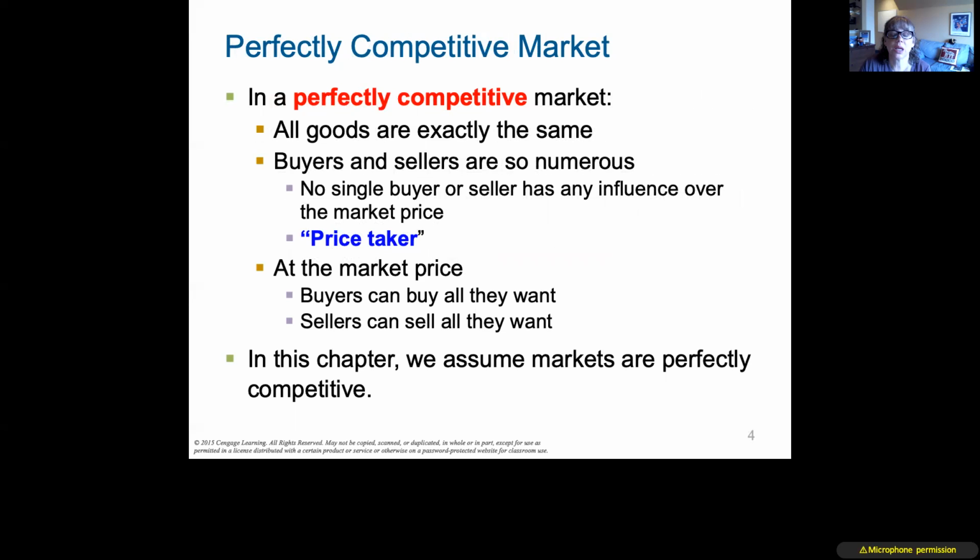A perfectly competitive market is when all goods are exactly the same. The buyers and sellers are so numerous that no one has any effect on the market price. They're all price takers. The market price becomes what all the buyers are willing to buy at and all the sellers are willing to sell. We're going to assume perfectly competitive.